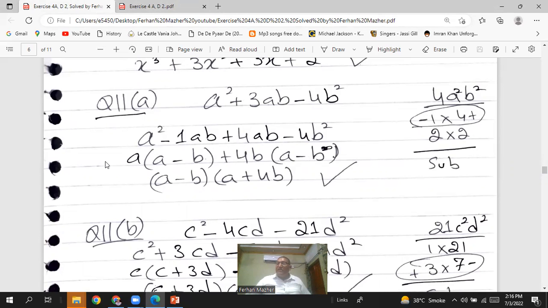From the first two terms, you can see that a is common. So take a common, and you will have a minus b. Then from the last two terms, you can see 4b is common. So I will take 4b common, and it will be a minus b. Now from this term and this term, the bracket a minus b is common. From here, you will have a, and from here, you will have plus 4b. So this is how you will factorize question number 11 A part.